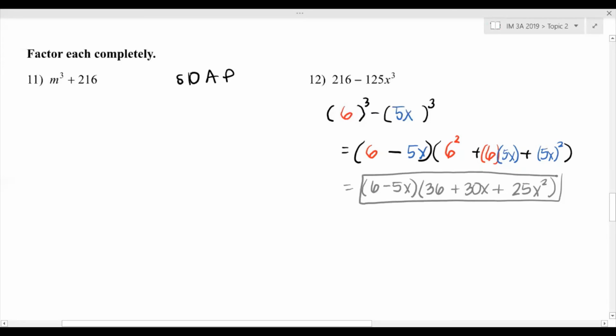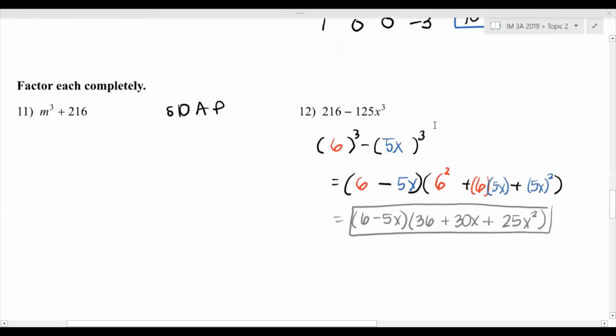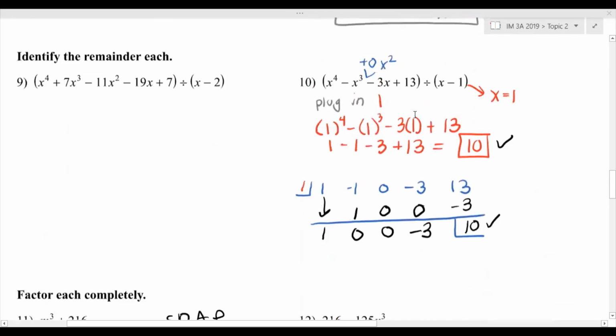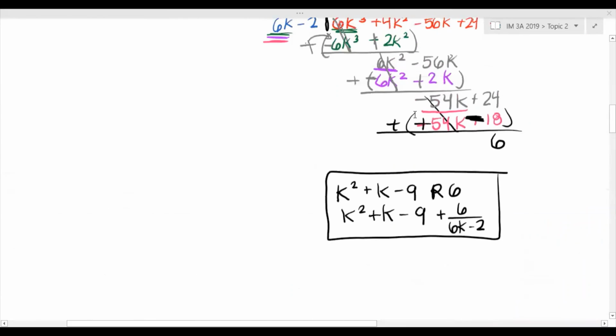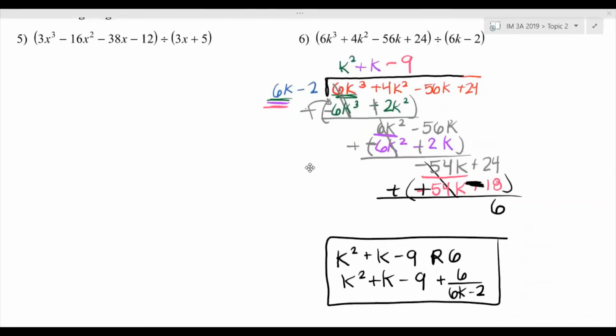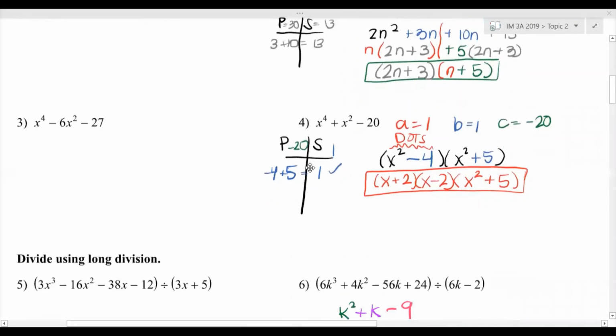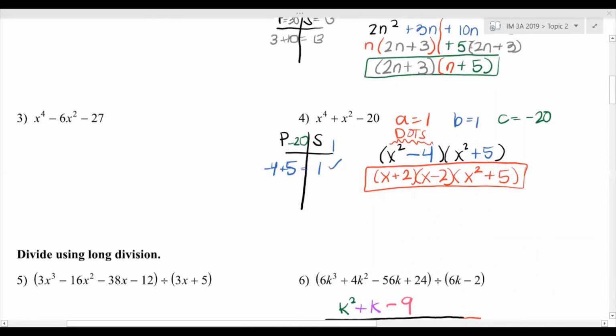So make sure that you know the setup of them and that acronym SOAP, the same, opposite, always positive. Okay, so that's what the quiz will look like for topic 2. Remember that all the questions are multiple choice except for the problems like number 5 and 6, so long division. And then also like 3 and 4, the factoring when you have a quartic trinomial. So make sure that you're practicing and thinking about how those questions can be asked.